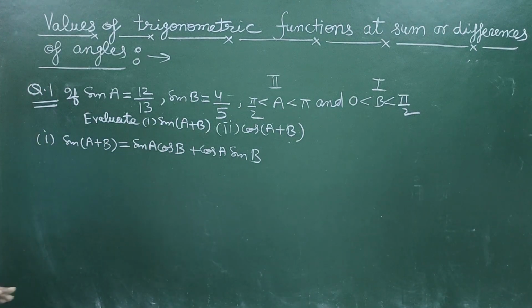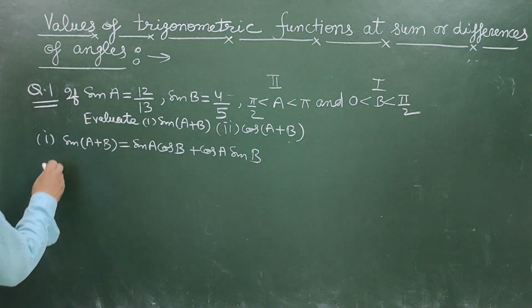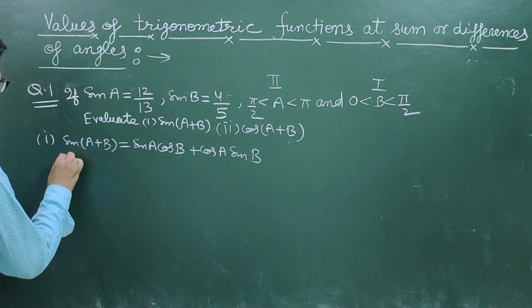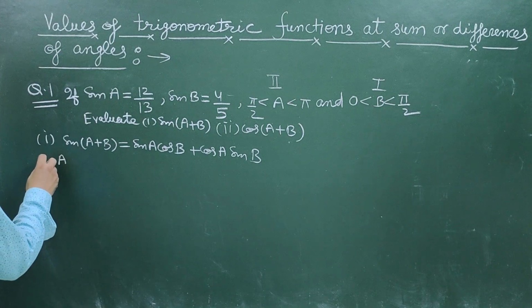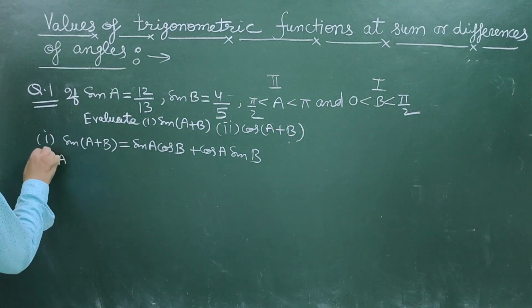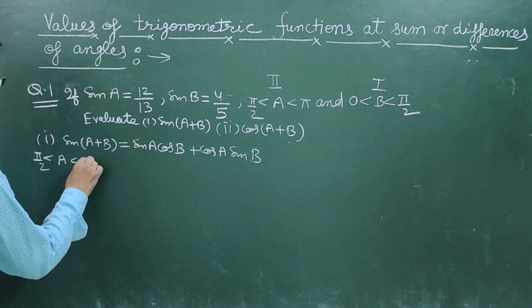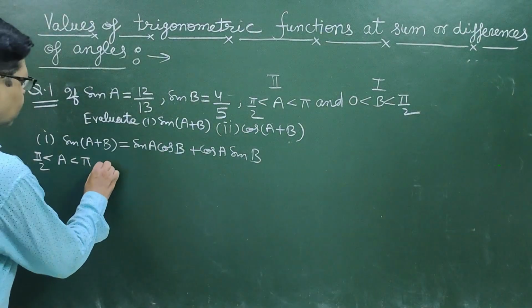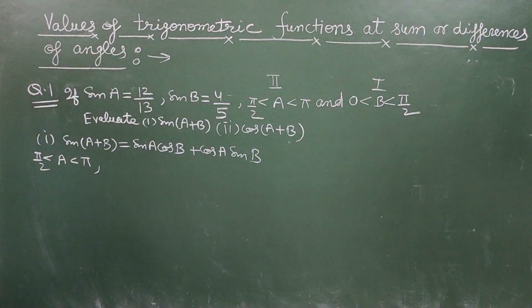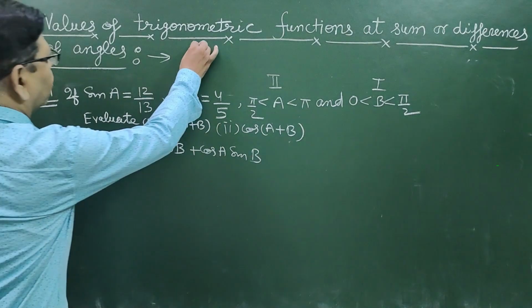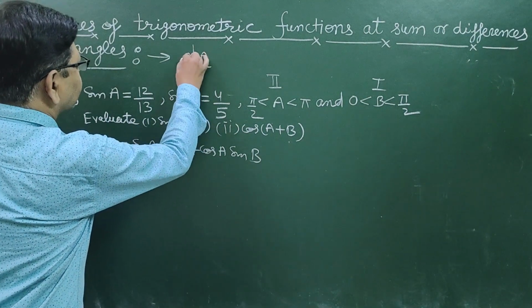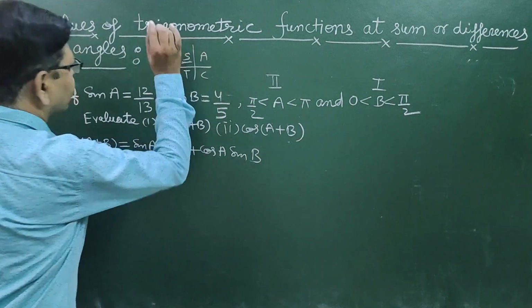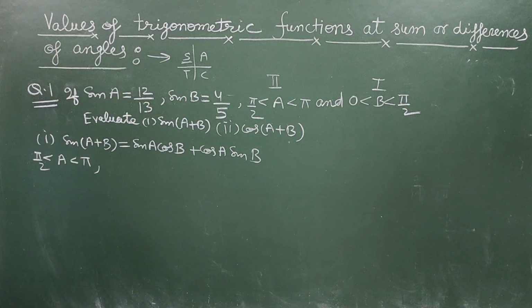cos A. So how will you evaluate cos A? Cos A, because A is greater than pi by 2 and less than pi, means it lies in the second quadrant, and in the second quadrant cos is negative. Using the ASTC rule, in the second quadrant sine and cosec are positive, so cos is negative.